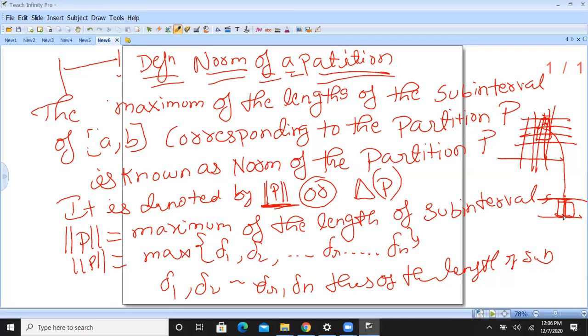Okay? So to find out these lengths, that means to find out these gaps, we use the norm of a partition. So the norm of a partition is the maximum length of a subinterval. That is, the maximum length of the subintervals [a, b] corresponding to the partition P is known as the norm of the partition. It is denoted by norm P.